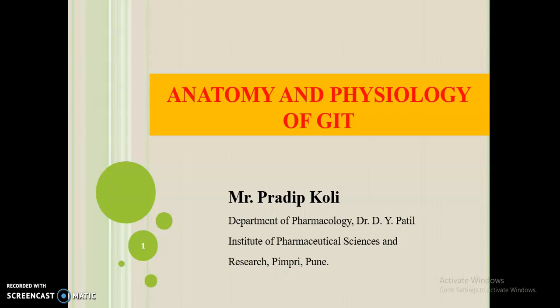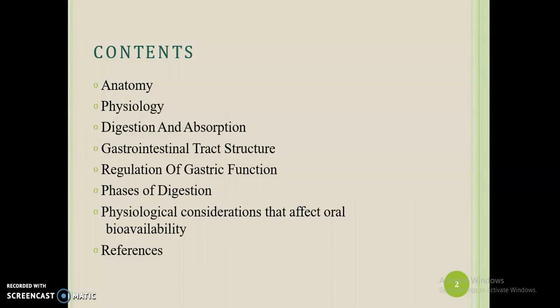Today we are going to discuss the gastrointestinal tract, its anatomy as well as the physiology that we are going to see. So these are the contents of my presentation: its anatomy and the physiology of the gastrointestinal tract, and what is the difference between digestion and absorption. Also the gastrointestinal tract structure, the regulation of the gastric function, then the phases of digestion, physiological considerations that affect the oral bioavailability, and finally the references.